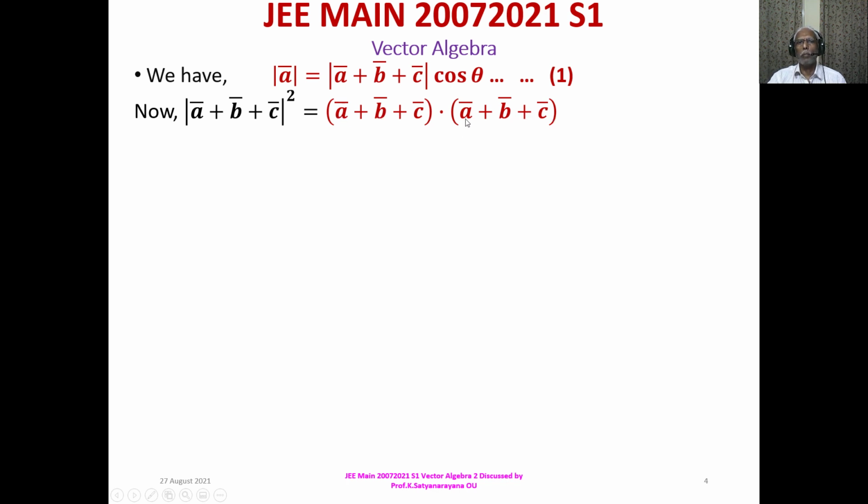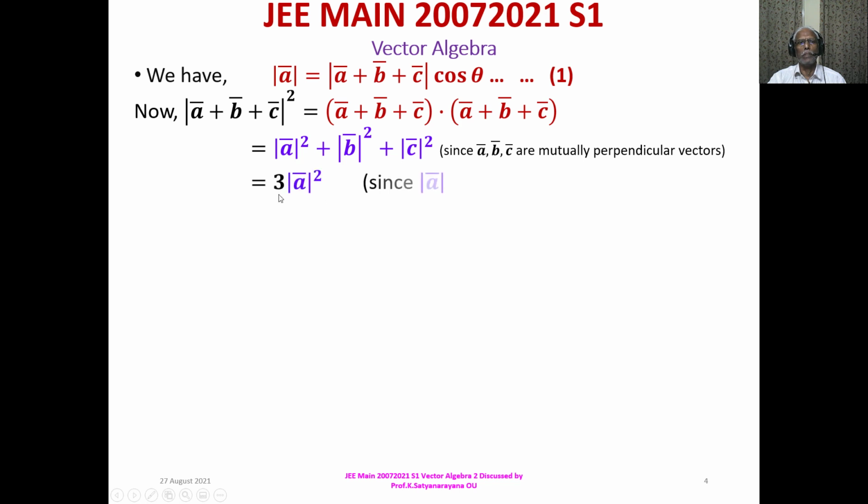B bar dot A bar is equal to A bar dot B bar, which is 0. And B bar dot C bar is 0. C bar dot A bar is 0. C bar dot B bar is 0. C bar dot C bar is mod C bar square. So you'll get mod A square plus mod B square plus mod C square. And because they are of equal magnitude, this will be 3 times mod A square, because mod A bar is equal to mod B bar is equal to mod C bar.